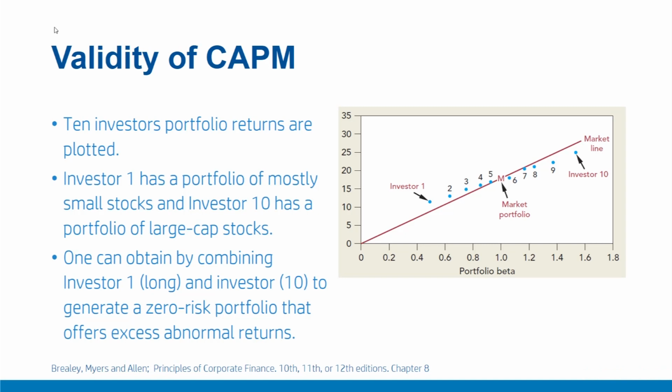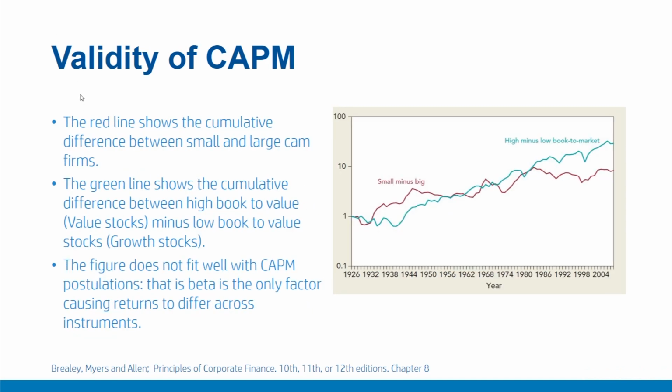Consider the figure shown here. The red line shows the cumulative difference between small and large cap firms. The green line shows the cumulative difference between high book to market, that is value stocks, minus low book to market, that is growth stocks. The figure does not fit well with CAPM postulations. That is, beta is the only factor causing returns to differ across instruments.